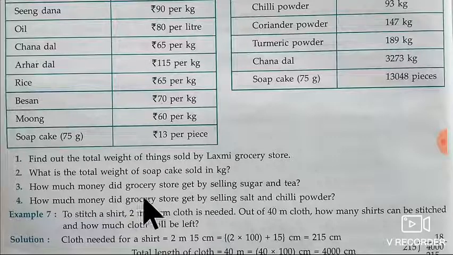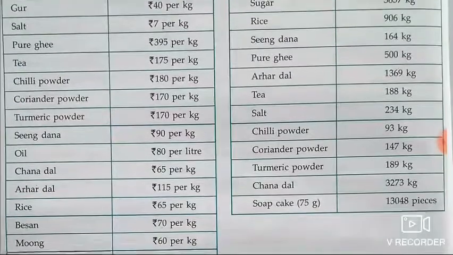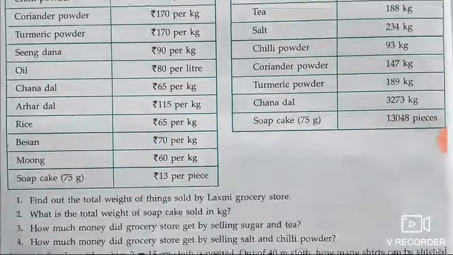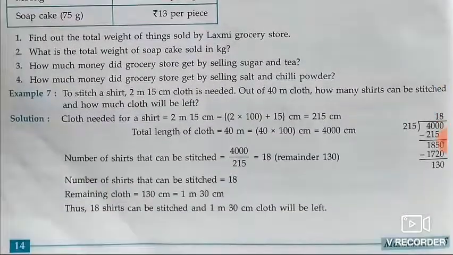How much money did the grocery store get from selling sugar and tea? Sugar and tea, we multiply 35 into 325 kg, and tea 175 into 188 kg, and add them. Let us practice the question, example number 7.